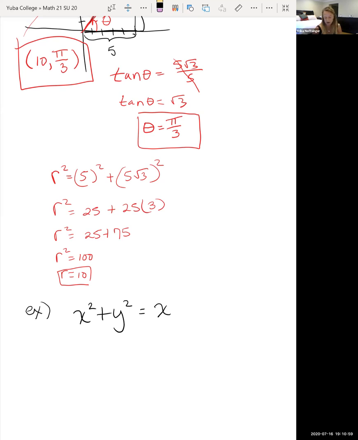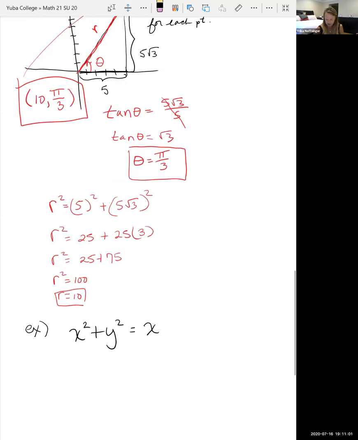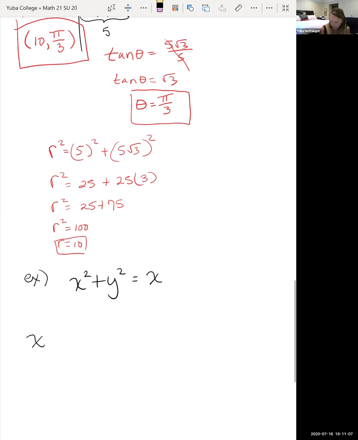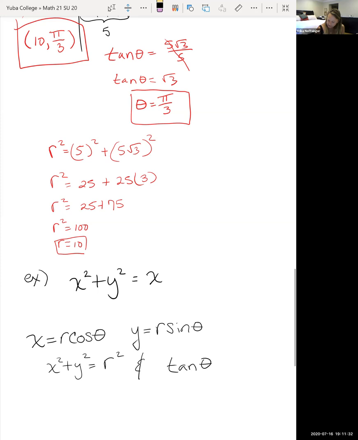And so this is where it is helpful to know certain things. Your x value is equal to r cosine theta. Your y value is r sine theta. x squared plus y squared equals r squared, and tangent theta equals y over x, or theta equals tan inverse of y over x.